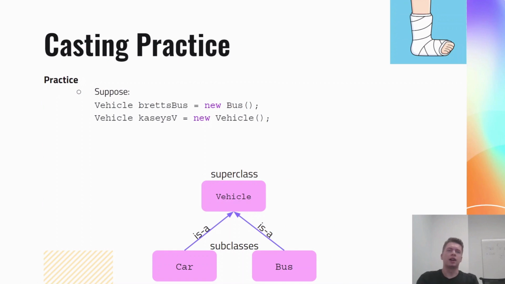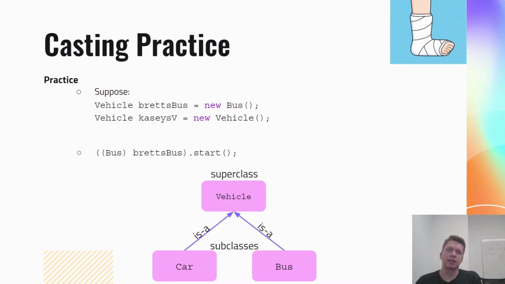So using our vehicle example once again, let's say we have two objects. A vehicle, Brett's bus, with actual type bus, and another vehicle called Casey's V, which is of actual type vehicle. If we tried to cast Brett's bus to a bus, will this work? Well, it's the same rules as declared and actual type. Since our actual type is bus, we can cast or temporarily give this bus object a declared type of either bus or vehicle, looking at the inheritance tree. And we're casting this to bus, so that cast is okay.